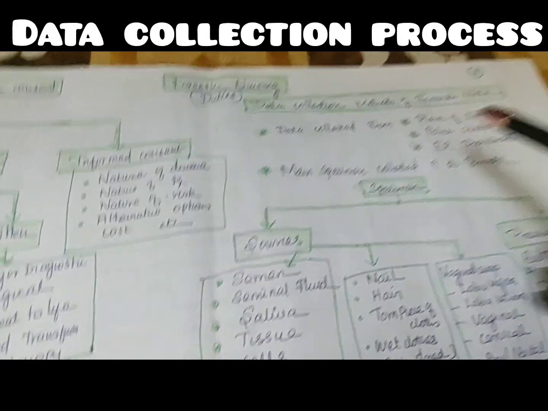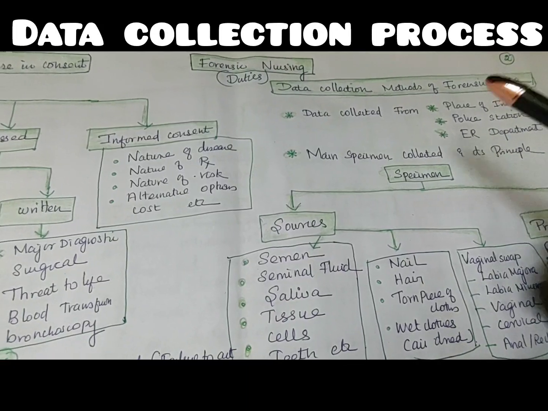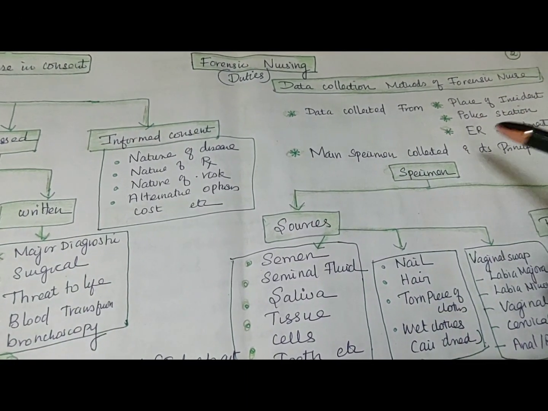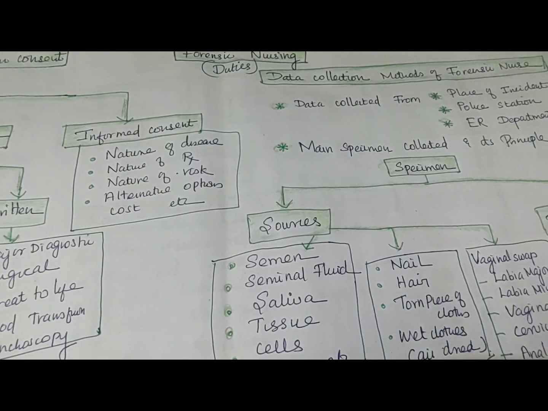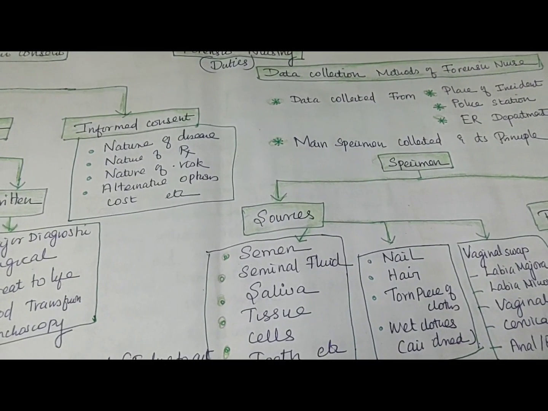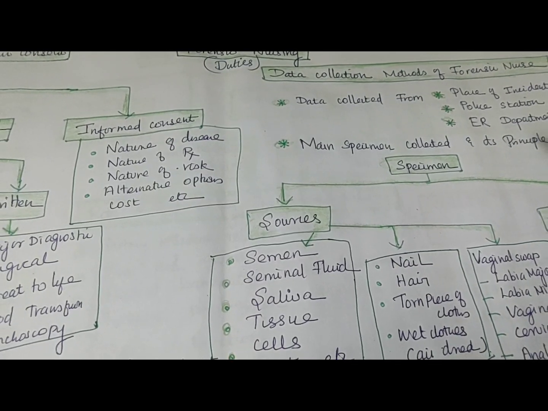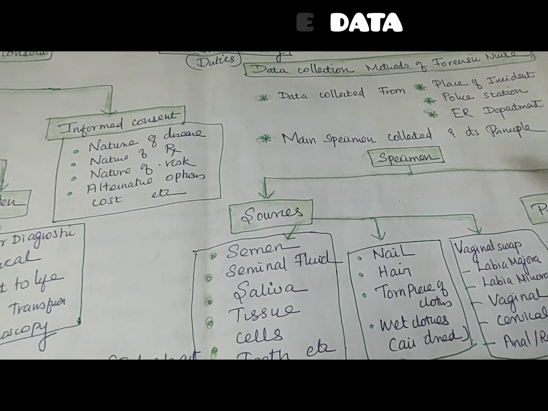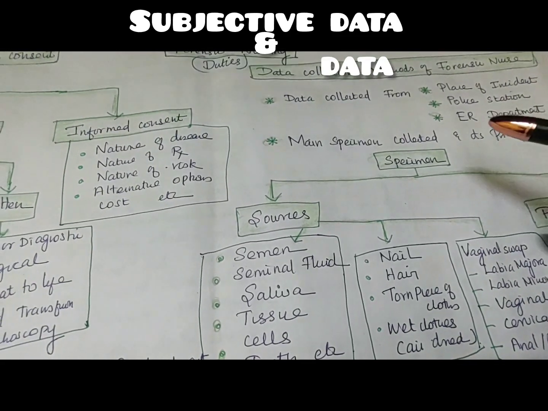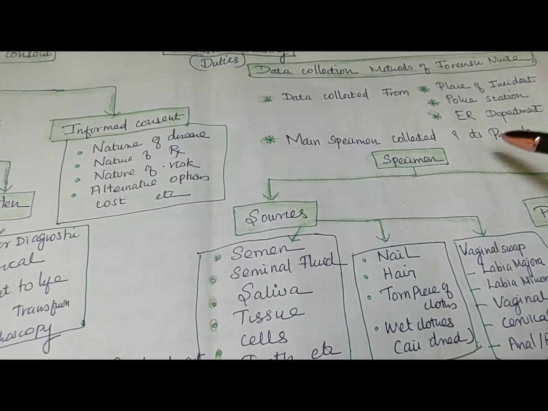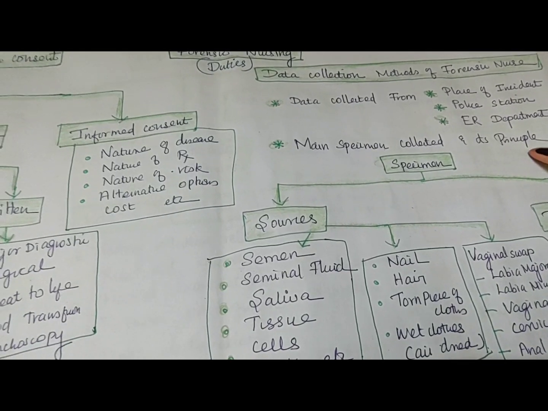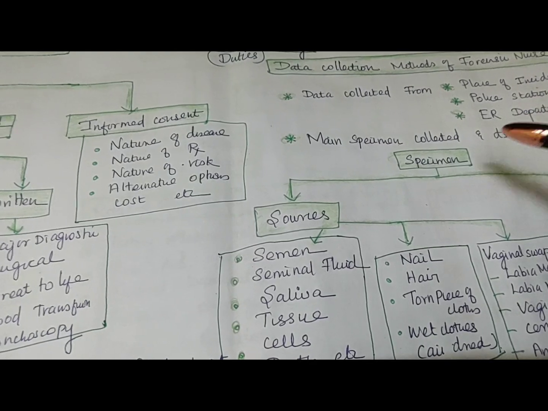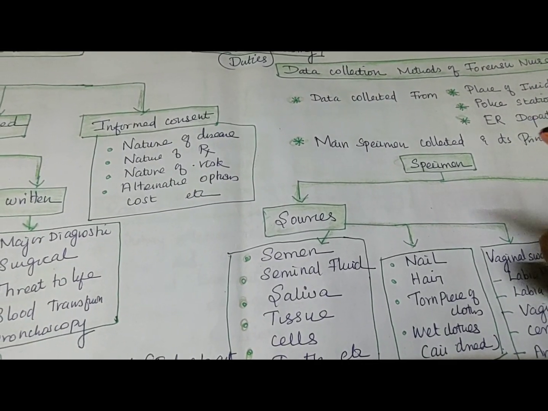The forensic nursing data collection method, either subjective or objective, like the other things, where data collection differs from nursing, how does it differ? She is always collecting the data from the place of incident where it occurred, and sometimes she has to collect the data mainly from the police station. If the accused or the victim is admitted in an emergency department, she has to collect the data from the emergency department.